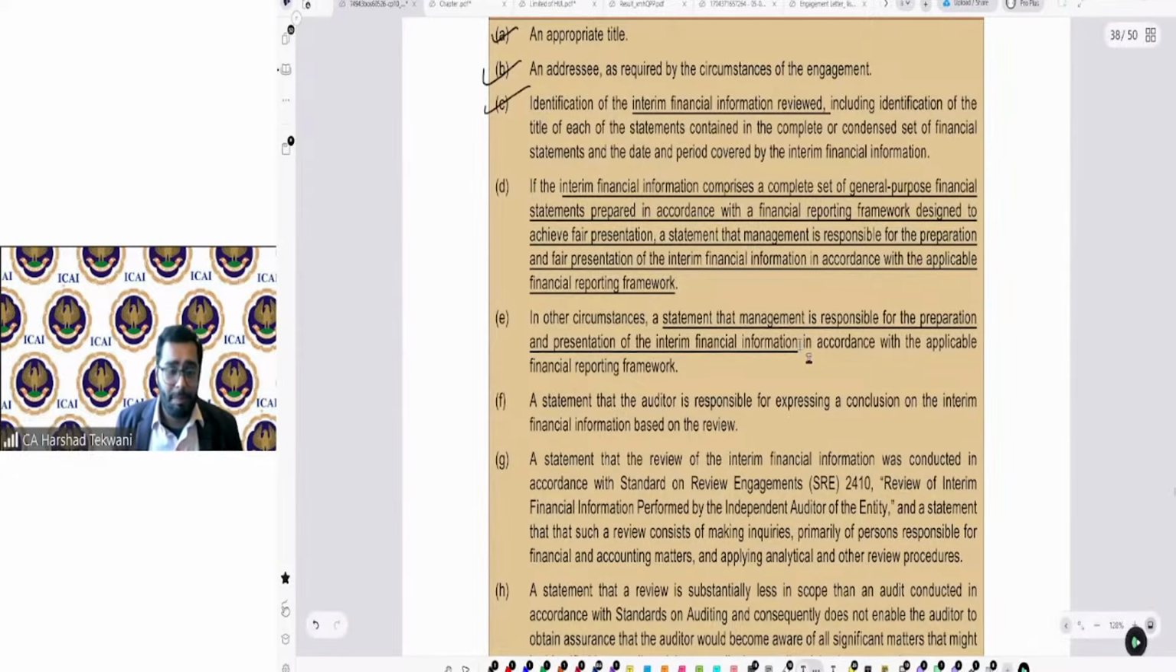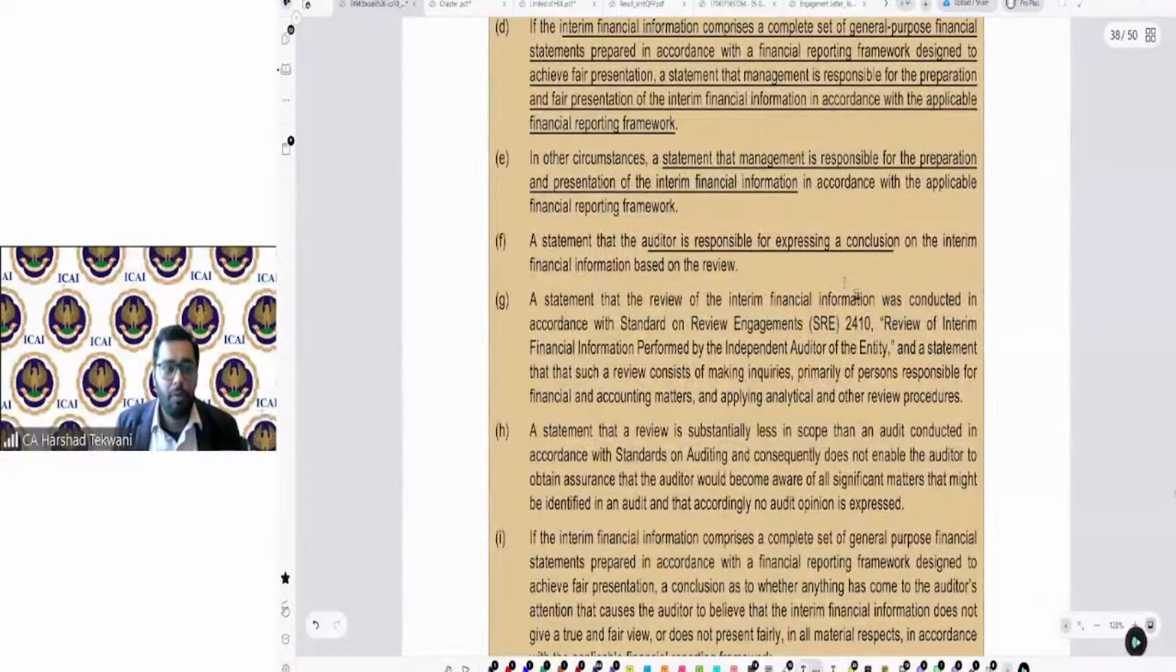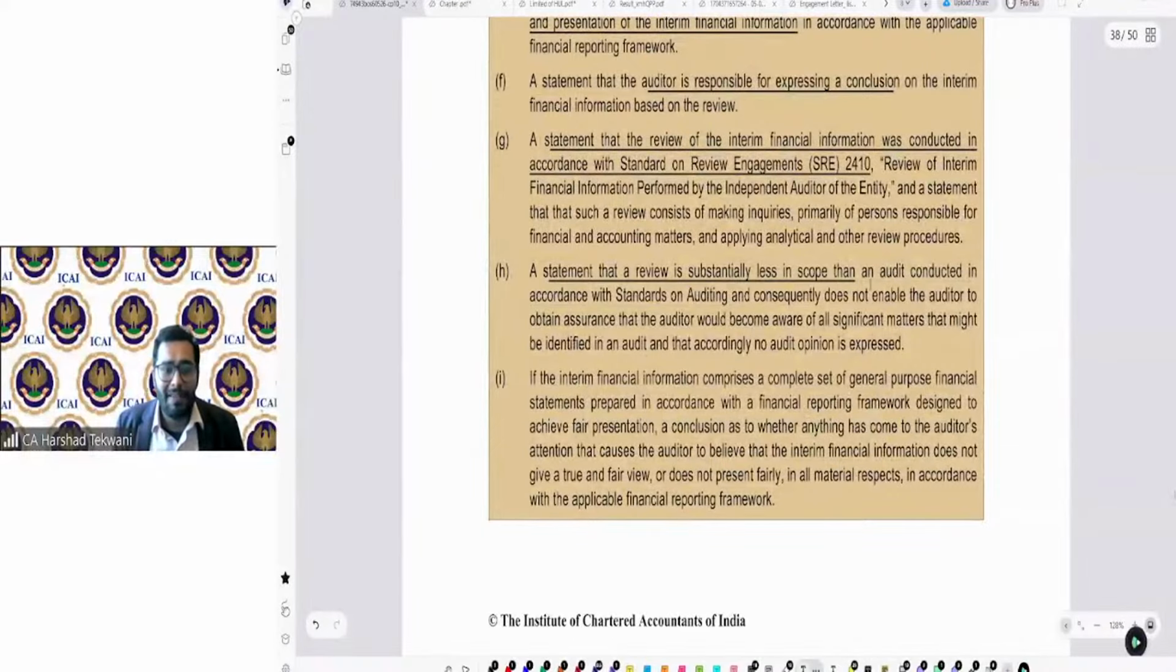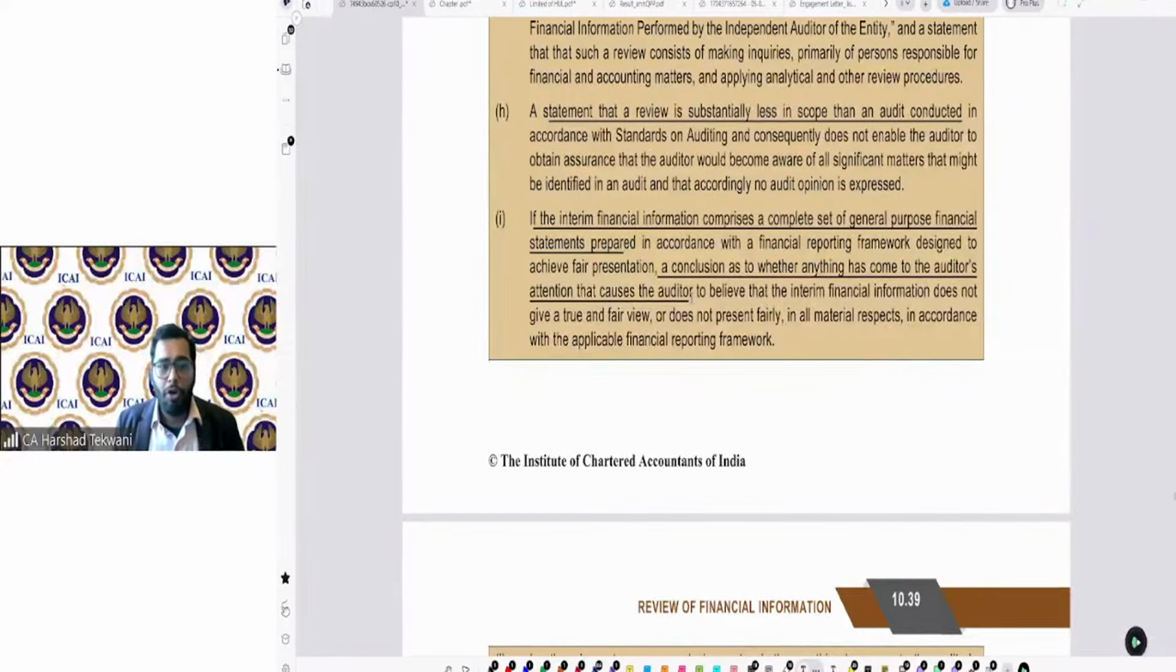If it is not a general purpose financial statement, the auditor is responsible for expressing a conclusion. A statement that the review is in accordance with SRE 2400. A statement that the review is substantially less in scope than an audit. If the interim financial information comprises a set of general purpose financial statements, then a conclusion on whether anything has come to the auditor's attention that causes the auditor to believe that the interim financial information does not give a true and fair view.